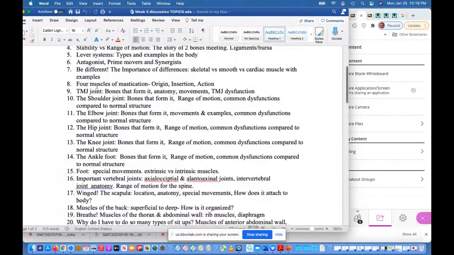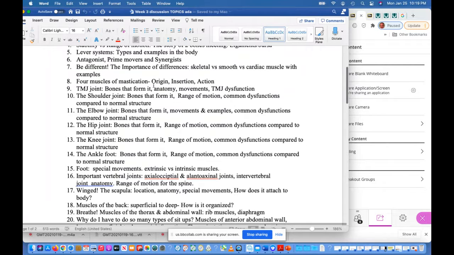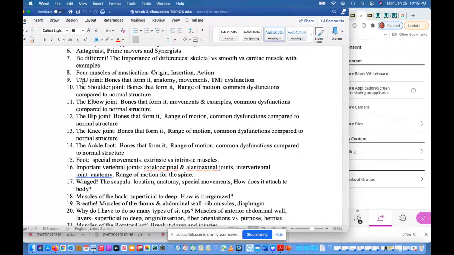We did discuss the four muscles of mastication, so that's kind of cool for someone that wants to take that: origin, insertion, and action. You have to be really clear because the jaw can retract and it can protract and it can adduct and abduct. So you have to be able to describe what those are. The temporomandibular joint, the bones that form it. We did mention TMJ dysfunction.